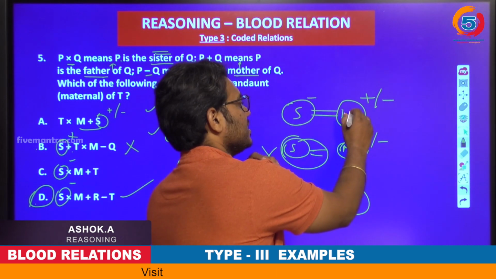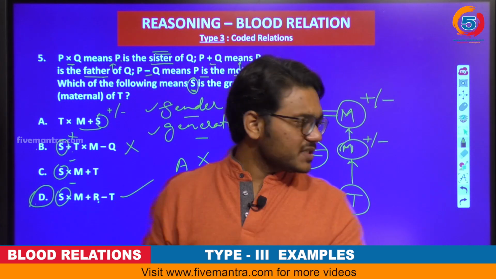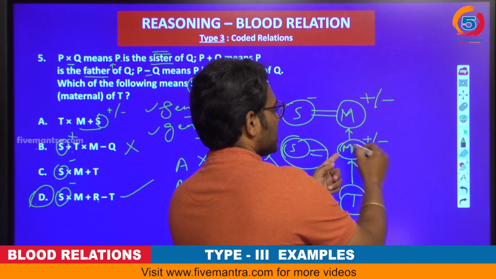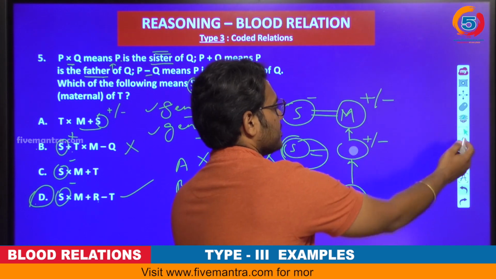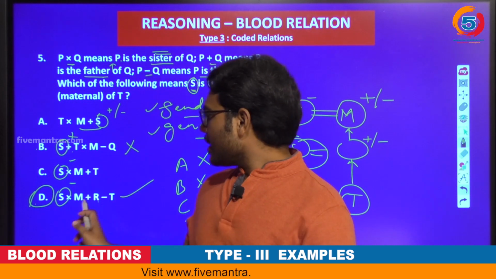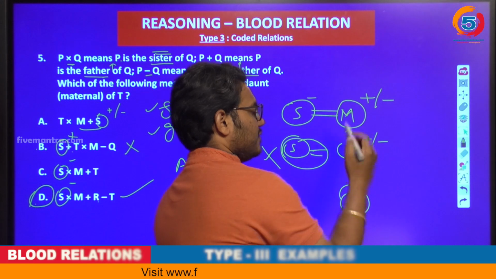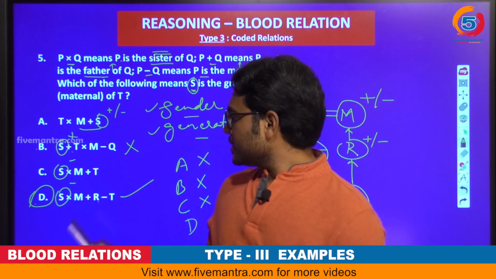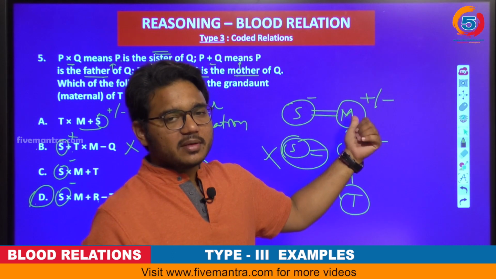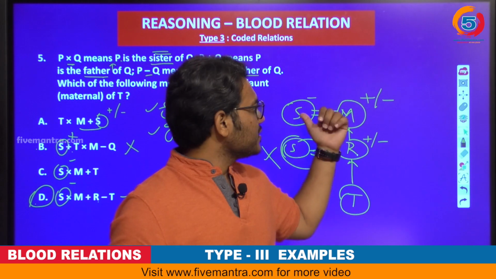We can write M here, and if you place R, T is already placed, M is already placed now. One is left over, one is empty here. So suppose we put this R there. Is it matching here? S cross M means S is the sister of M, which is matching here.